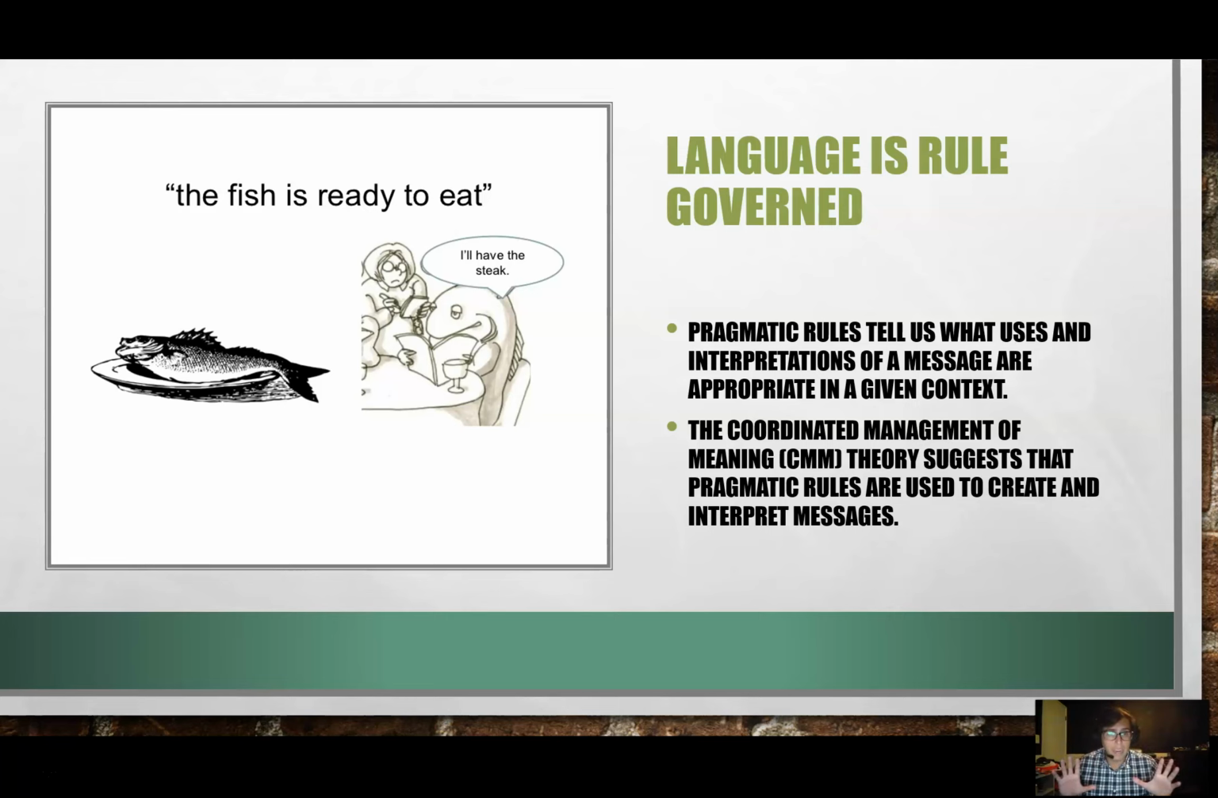There are lots of pragmatic rules that we use. For example, when someone says, "Hey, lend me a hand," we don't think, "Okay, I should take off my hand and give it to you." No, we understand intuitively that that's not the case because of the pragmatic rules. So it's rule governed, and we engage in the coordinated management of meaning, which suggests that pragmatic rules are used to create and interpret messages throughout. We try to coordinate our meanings with others so that we are able to communicate with each other.